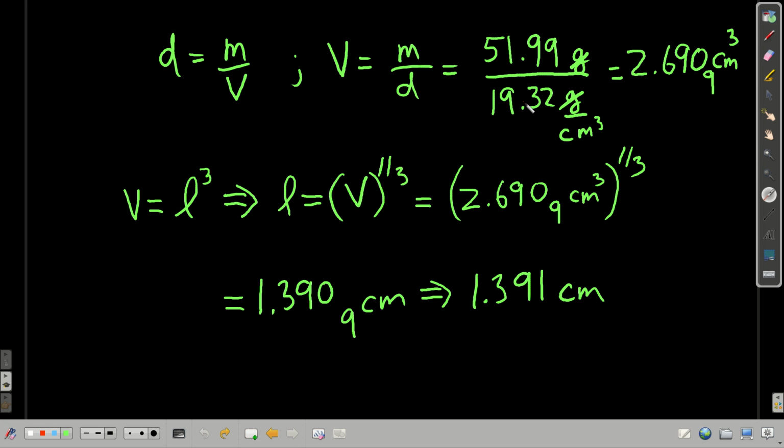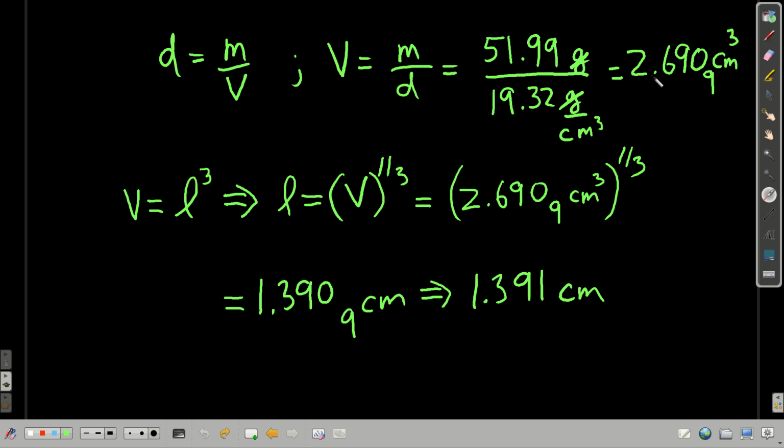This is the mass, this is the density. The grams of the mass and the grams per cubic centimeter, the grams cancel. We get units of cubic centimeters here. That's the volume. And because the volume is equal to the length of an edge to the third power, solving this for L, the length of an edge, we get the length is equal to the cube root of the volume. The volume is this. Take the cube root.